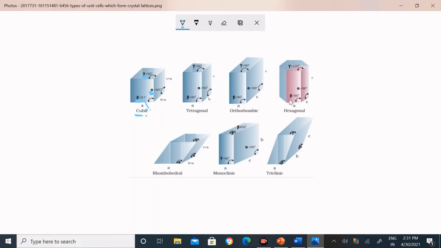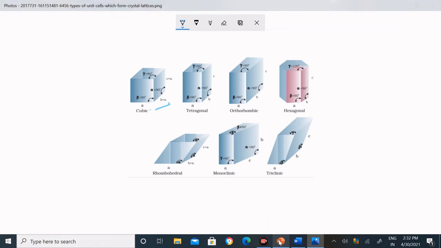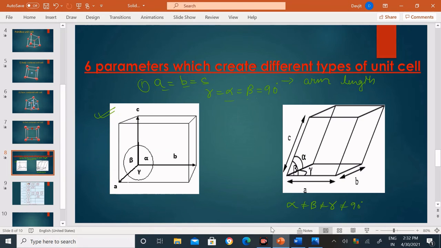You can imagine it as a box. These are differently shaped boxes where you have to arrange the constituent particles of any ionic solid or ionic crystal. I hope this much is clear. Next, see what I showed: there are 7 different boxes available with different edge lengths or angles between them. These boxes are termed crystal systems.